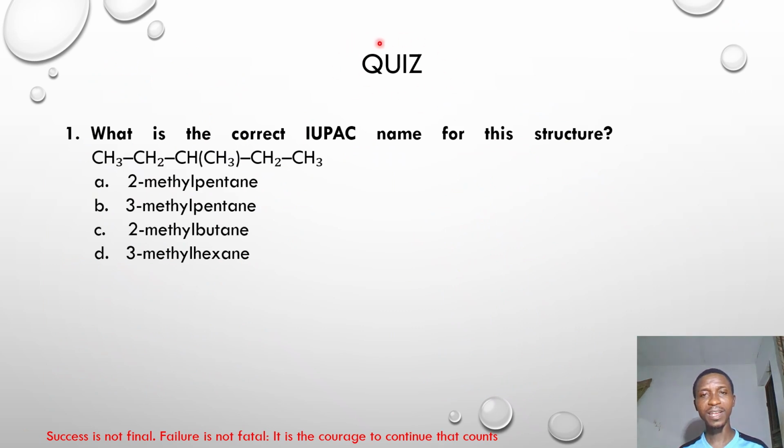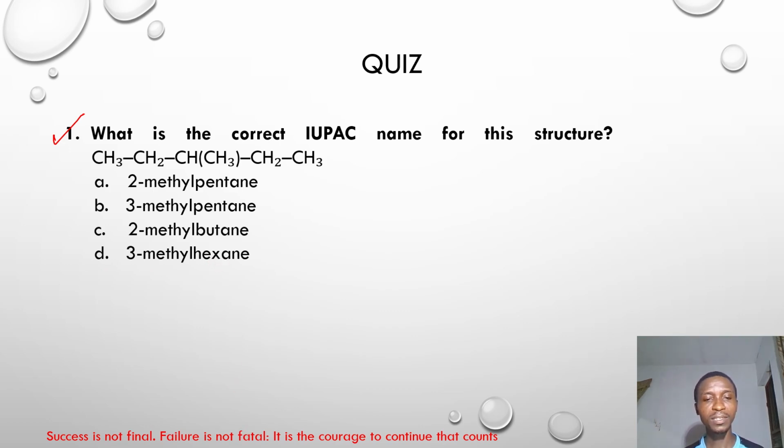Alright, learners, on this slide, we want to assess what you have learned so far, and we have a quiz now. So, question 1 on the quiz: what is the correct IUPAC name for the structure? Look at the structure: CH3, CH2, CH, CH3, CH2, CH3. Is it option A, 2-methylpentene, option B, 3-methylpentene, option C, 2-methylbutane, or option D, 3-methylhexene?